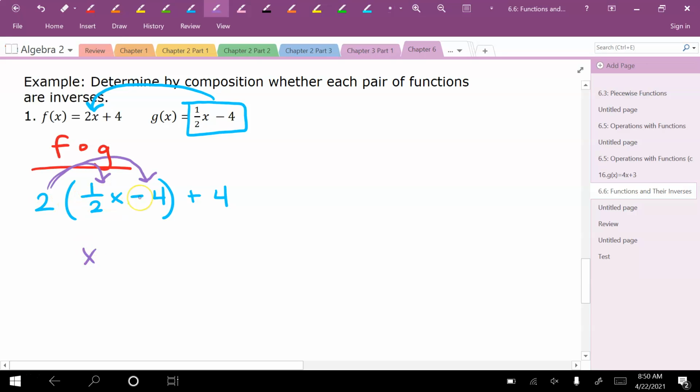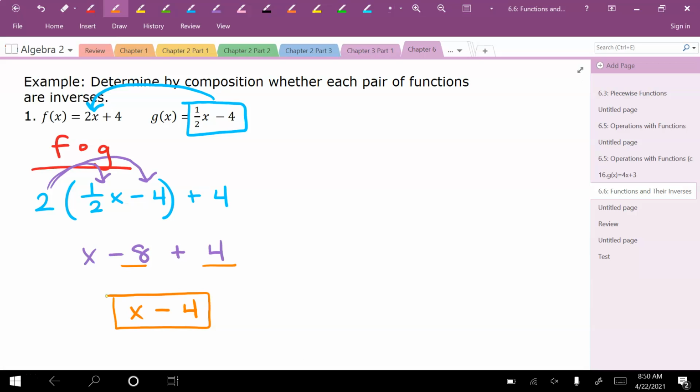What's 2 times negative 4? Good, negative 8. And then we have plus 4. So negative 8 and positive 4, these are my like terms here. So I'm going to get x minus 4. Now I should be able to tell right away these are not inverses of each other because I didn't get x. I needed to get x as an answer here, and I got x minus 4.